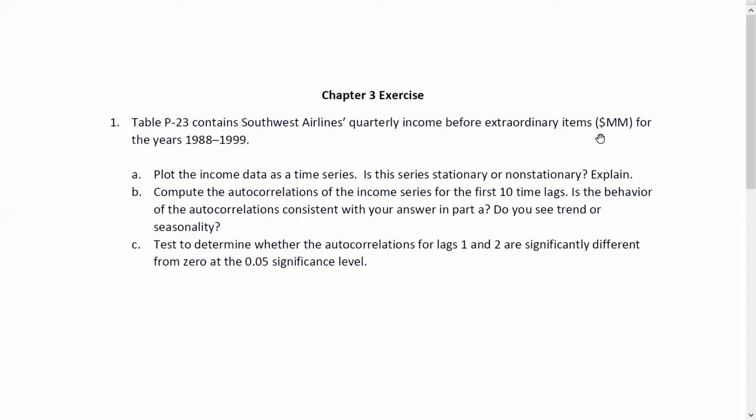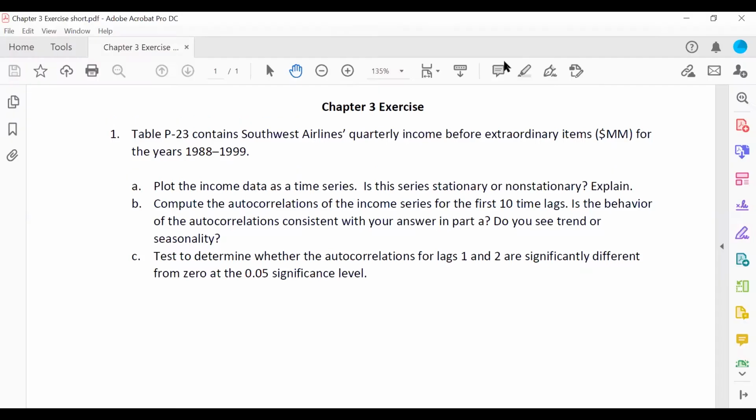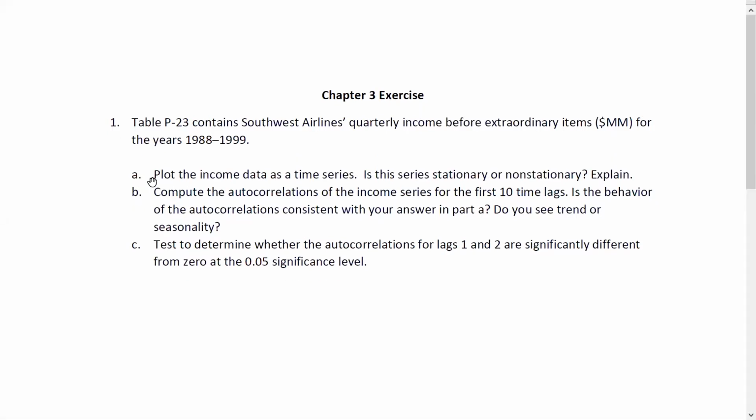Table P23 contains Southwest Airlines quarterly income before extraordinary items for the years 1988 to 1990. Part A: plot the income data as a time series. Is this series stationary or non-stationary? Explain. Part B: compute the autocorrelations of the income series for the first 10 time lags. Is the behavior of the autocorrelations consistent with your answer in part A? Do you see trend or seasonality?